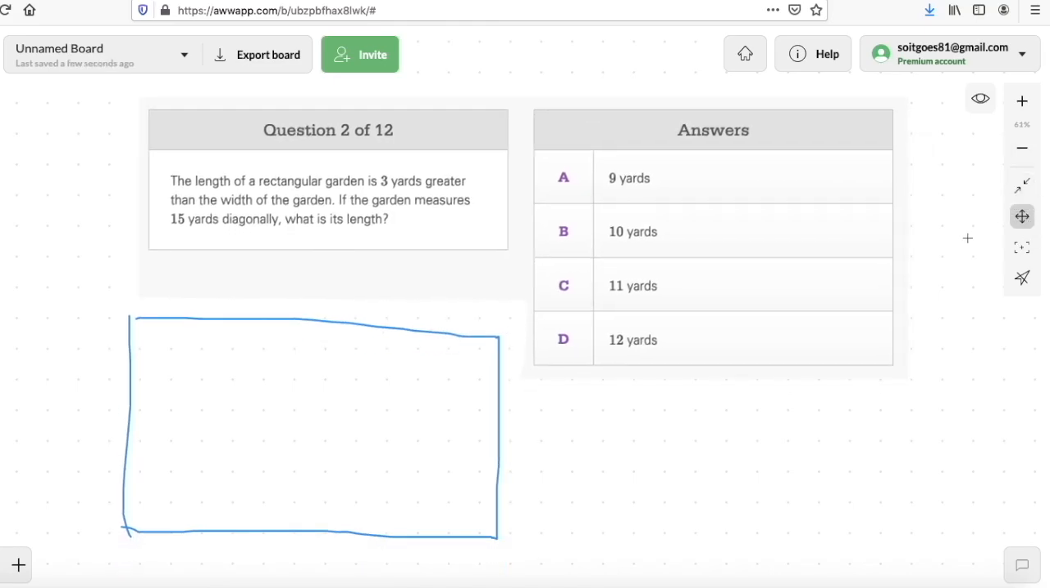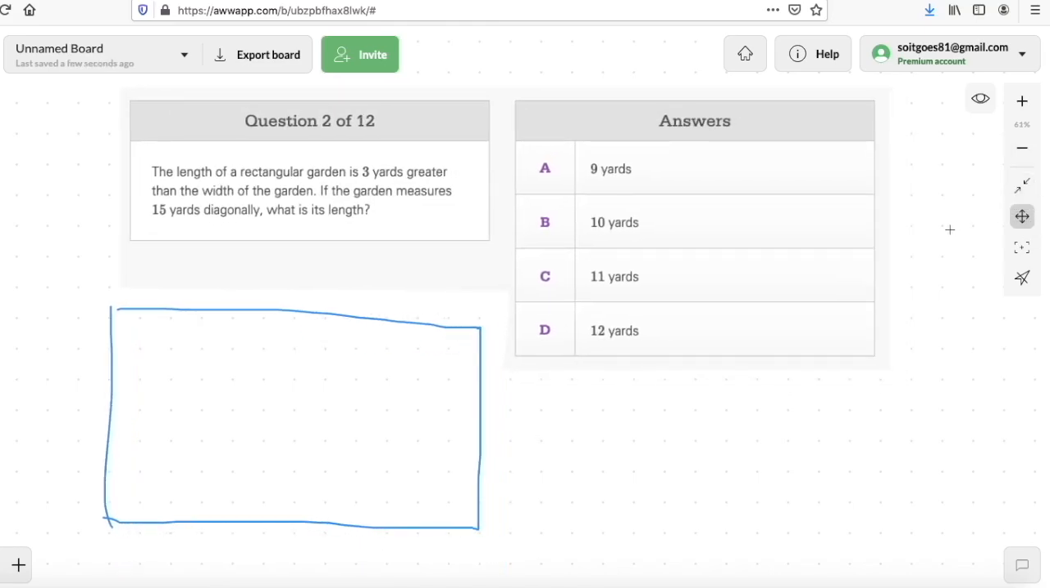All right, so we got our rectangular garden. Now it says that the length of this rectangular garden is 3 yards greater than the width. So this length here is 3 yards longer than the width. I guess that's the width right there. I get length and width mixed up all the time. It doesn't matter. Area is always still length times width.